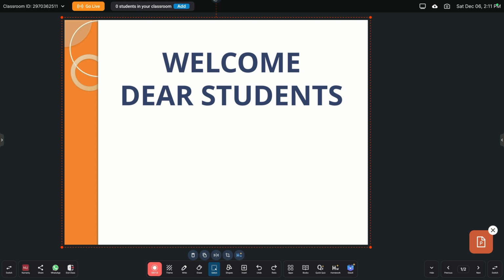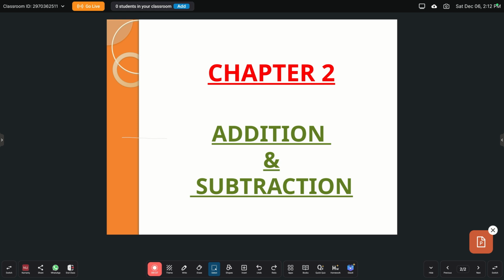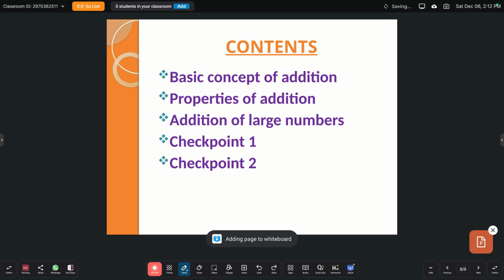Dear students, you know that in our FA1 and FA2 syllabus, we have three chapters. First chapter is large numbers, second one is addition and subtraction, and third one is multiplication. We have completed our first chapter, that is large numbers. Now we have to do second and third chapter. So we will start with our second chapter, which is addition and subtraction. Okay, let's start.